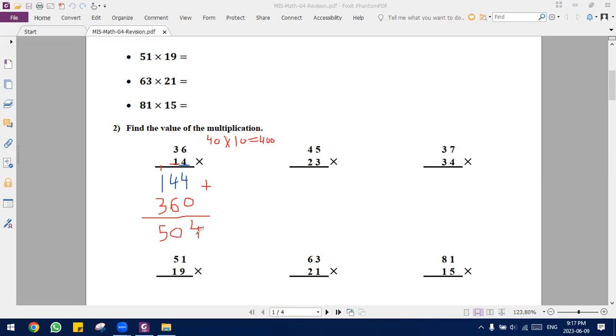We got 504, but the estimation was 400. So sometimes it's good to know the estimation, and sometimes we use it. But here in this case, we need the exact value. So the answer is 504.